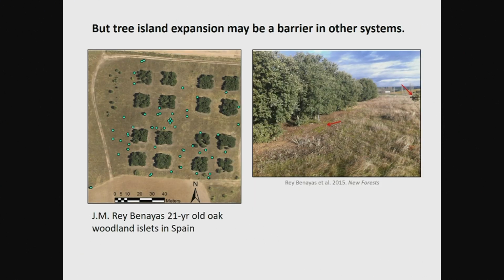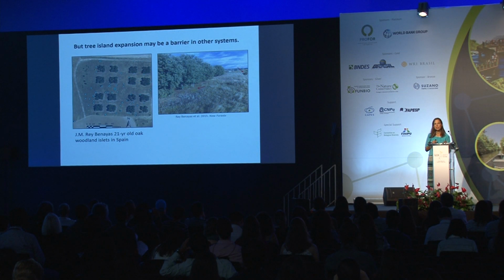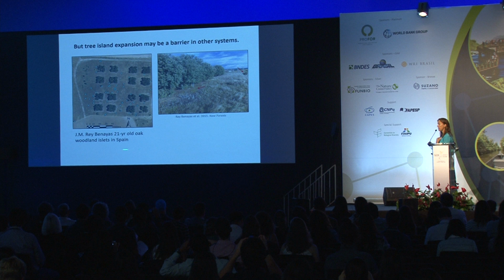I do like to point out that the results I'm talking about are from our system, and there are starting to be more nucleation studies, and it may work in some cases and not in others. In contrast, this is a study by Jose Maria Rey Benayas in Spain, where he planted islands in an oak woodland, and then they went out about a couple of years ago. It was after 21 years, and you can see that these tree islands haven't spread at all. The few recruiting seedlings are these blue dots here.